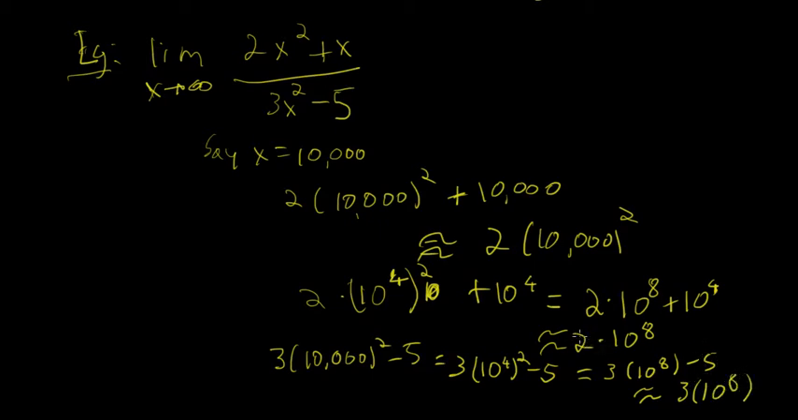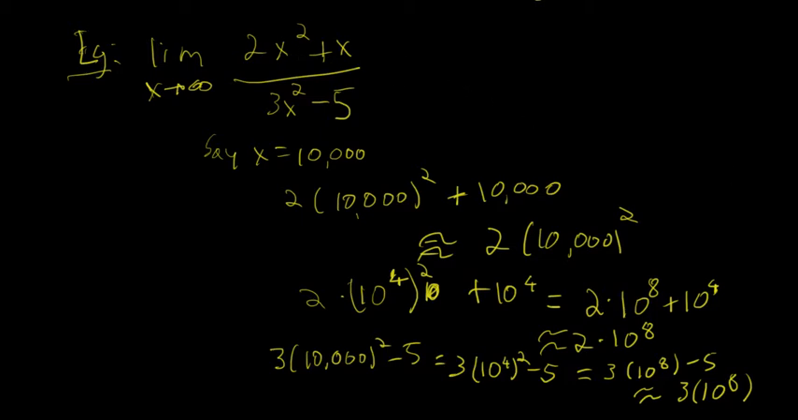So when you have 2 times 10 to the 4th squared plus 10 to the 4th in the numerator, and 3 times 10 to the 4th squared minus 5 in the denominator, you basically have 2 times 10 to the 8th in the numerator and 3 times 10 to the 8th in the denominator. 10 to the 8ths cancel and you get approximately 2/3. So the limit is 2/3. As x gets bigger and bigger, these terms become irrelevant. X squareds cancel, and the limit is 2/3.